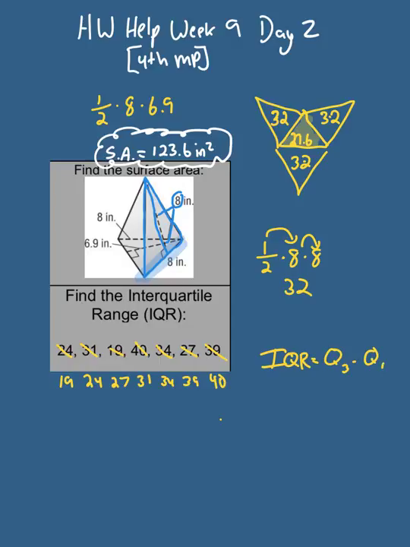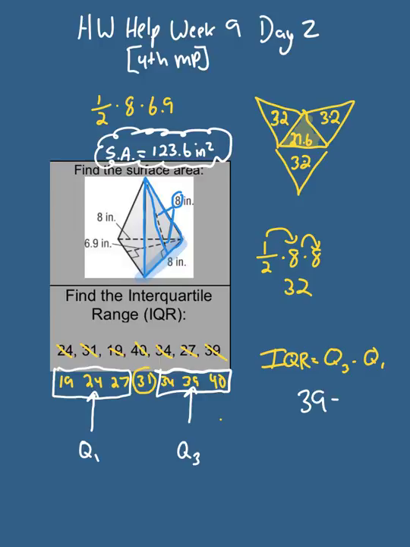So first off, since there's 7, there's 1 in the middle, and that doesn't count for the lower and upper half. So I'm going to put a white box around the lower half of the numbers and a white box around the upper half of the numbers. And Q1 is the middle of the lower half, and Q3 is the middle of the upper half. So I just have to do Q3, which is 39, minus Q1, which is 24. And if I do that, I get my interquartile range is 15.